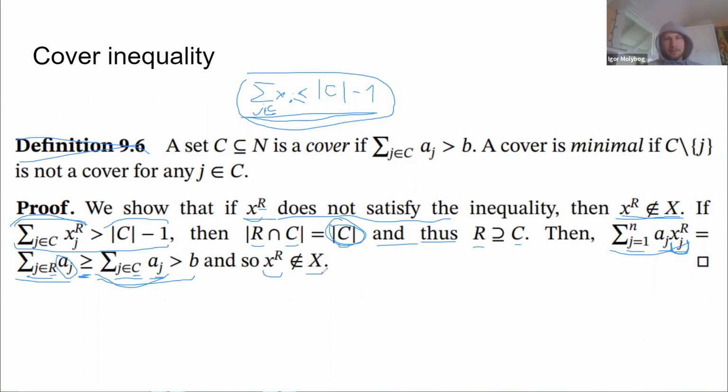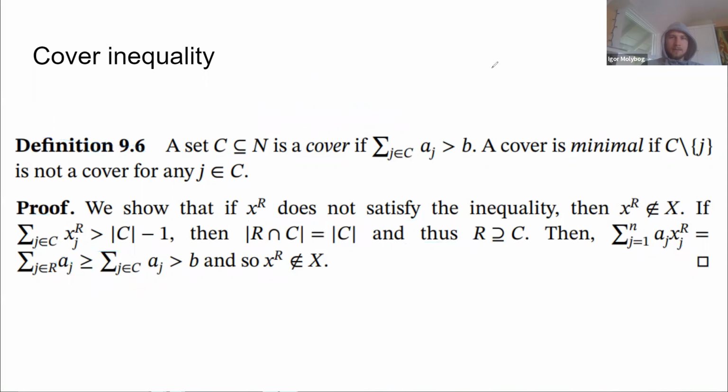So basically, this proves that the corresponding inequality is valid if C is a cover. Are there any questions regarding this inequality? Okay.